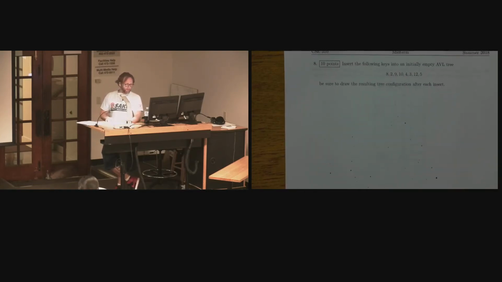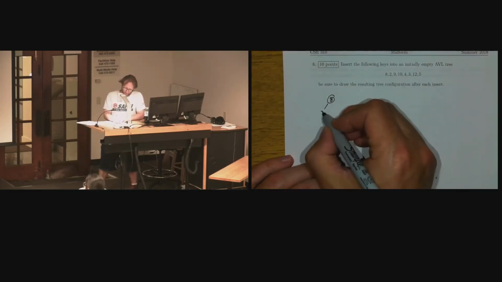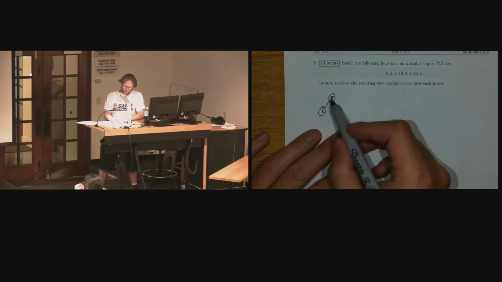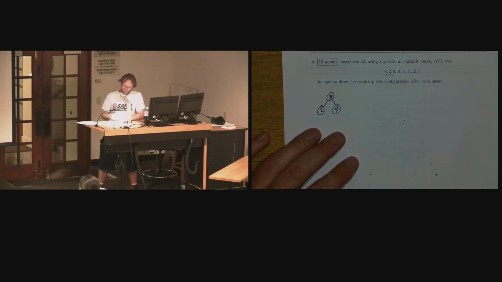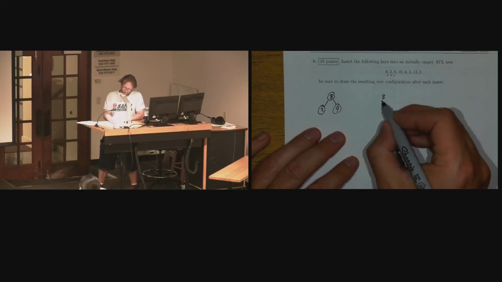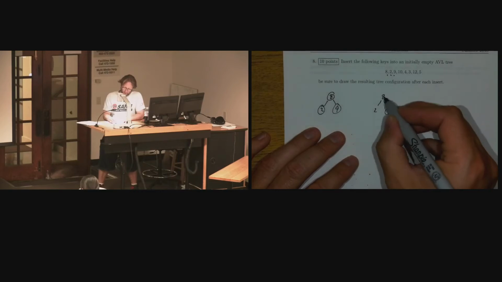Same exact thing with numbers though. Insert it into an AVL tree and then show the rotations. So 8, 2, then 9, right? Do we have to do any rotations yet after inserting the first 3? Nope, it's perfectly balanced. So what about 10? It's going to end up being the right child of 9.